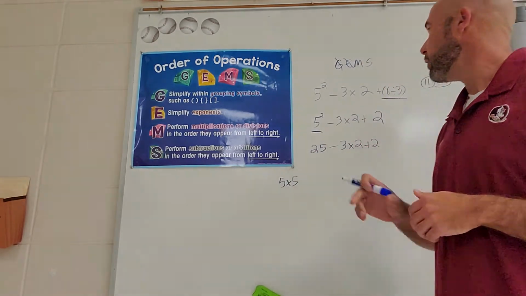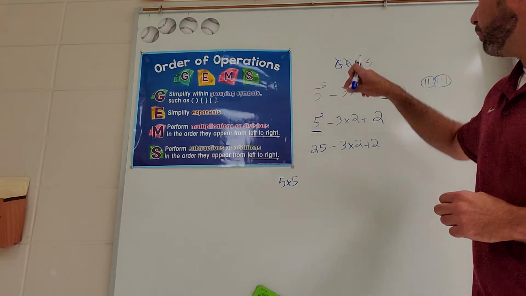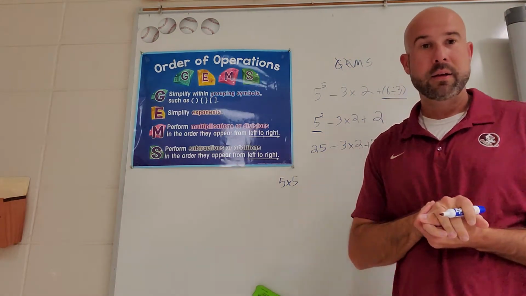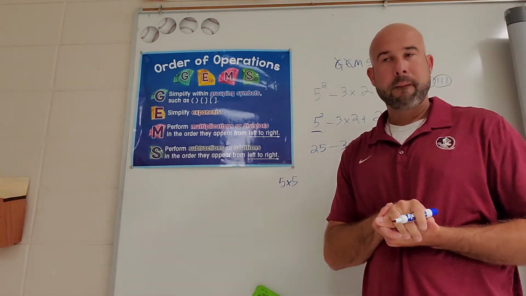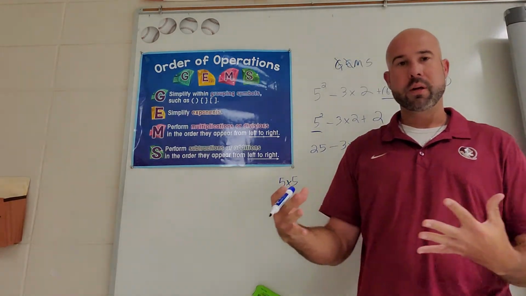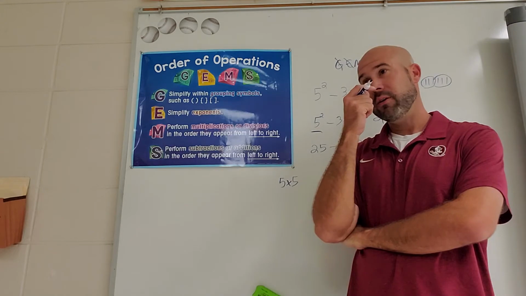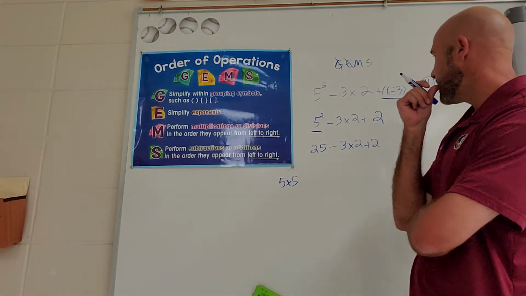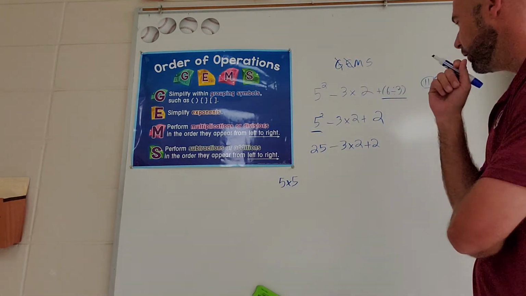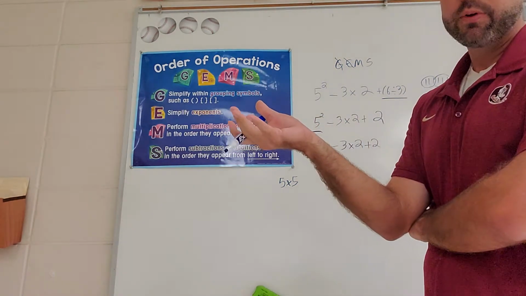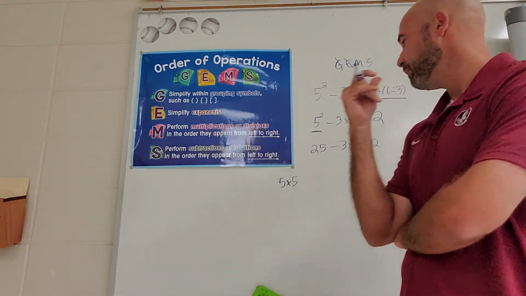What's my next step? M. Remember, M stands for multiply and divide, because multiply and divide are on the same level when it comes to the order of operations. But what do I do if I have both? I don't have both, so it doesn't matter. But if I did have both, I would do them in the order that they show up, from left to right.